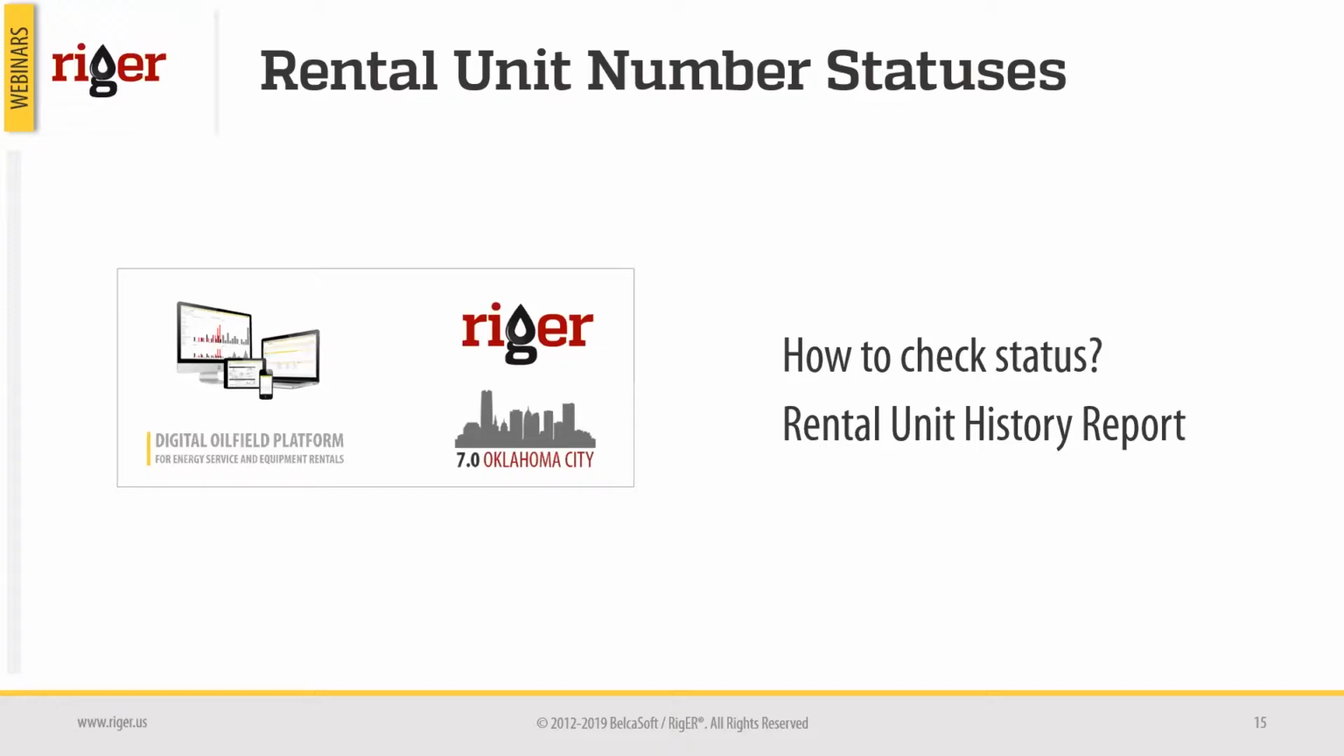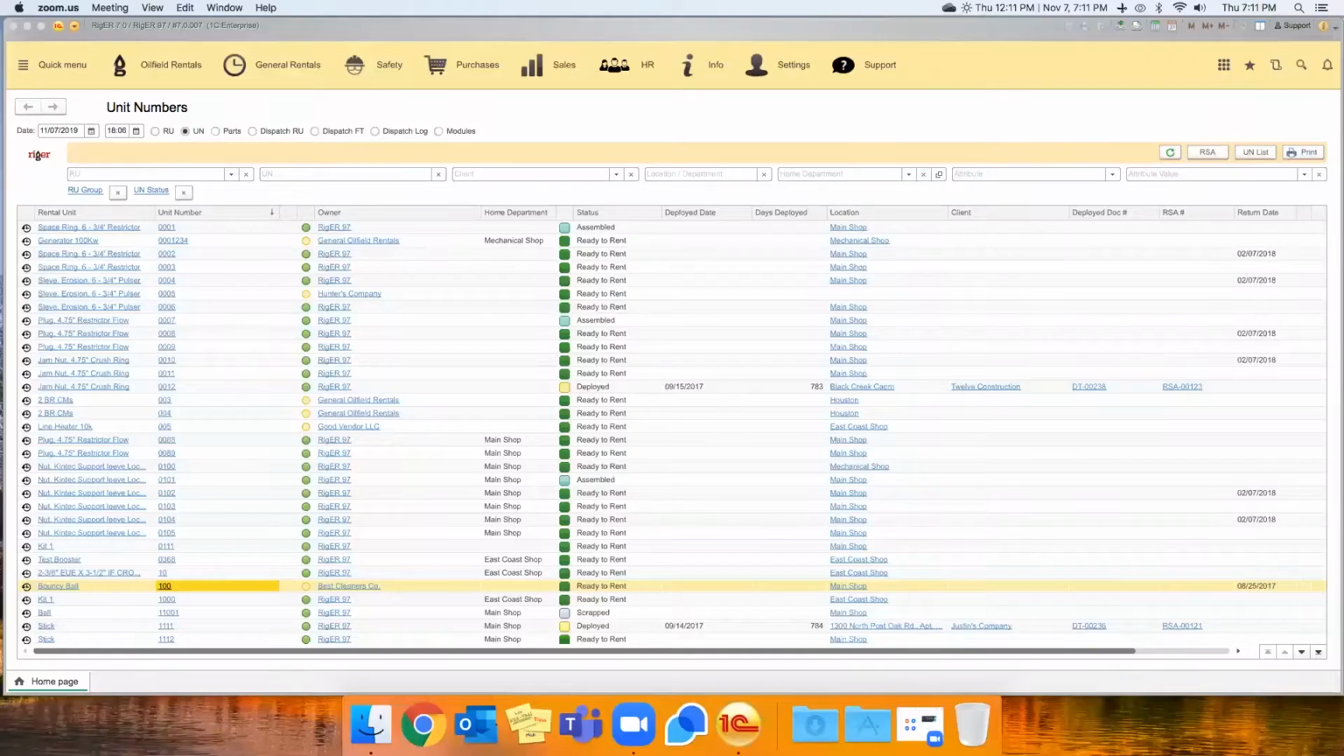And now I would like to show you how to check these statuses in the RigER system. Let me quickly show the demo for you. Let me share my screen and show the RigER database. When you connect to the RigER database, there are a few locations where you can check the status of rental units and unit numbers.